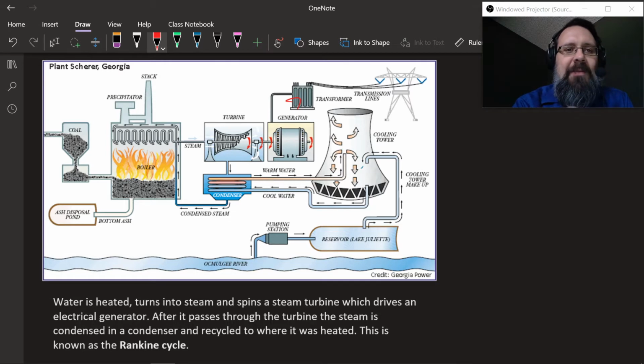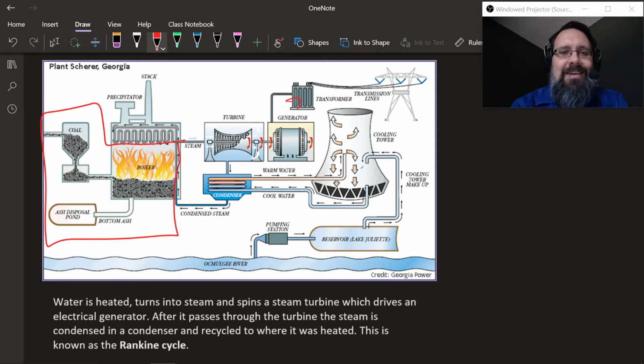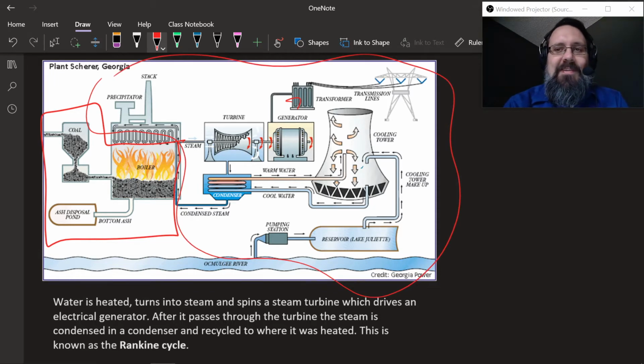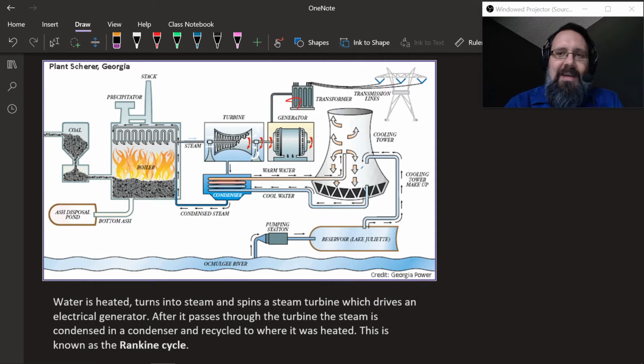So the main takeaway from this is that all you really change in a thermal power station is this part. You change what you're putting in. All of this other stuff out here basically stays the same, whether it's a nuclear power plant or a coal power plant. That's the basic design: you're just going to change the input.